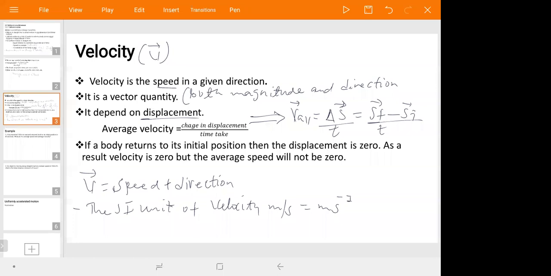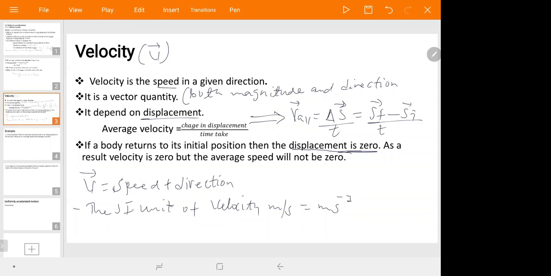The other point: if a body returns to its initial point, displacement becomes 0. Why? As a result, velocity becomes 0, but average speed will not be 0. Have you seen these points?